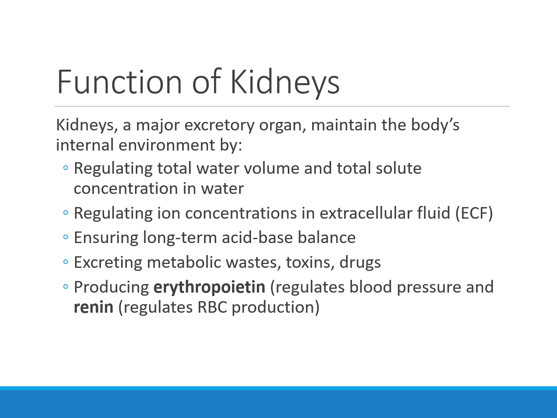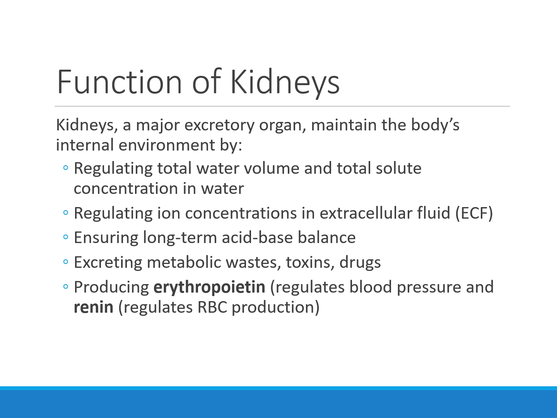So your kidneys are a major excretory organ. They help to maintain the internal environment by regulating the total water volume and the total solute concentration in that water, meaning salt mostly, but potassium as well. They regulate the ion concentration in the extracellular fluid, make sure that you keep your acid-base balance, of course excrete metabolic waste, toxins and drugs, and they also produce a hormone called erythropoietin, which helps to regulate the red blood cell production, and it also produces a hormone called renin that regulates your blood pressure.